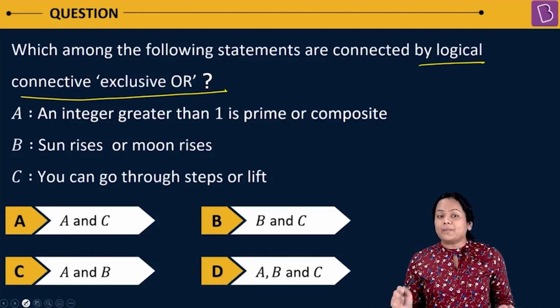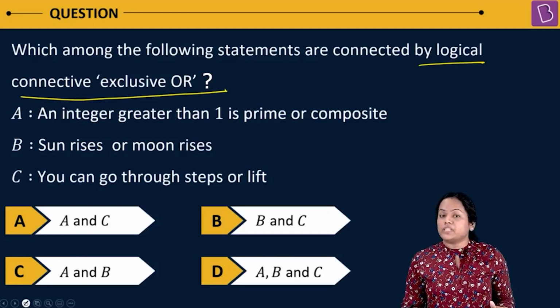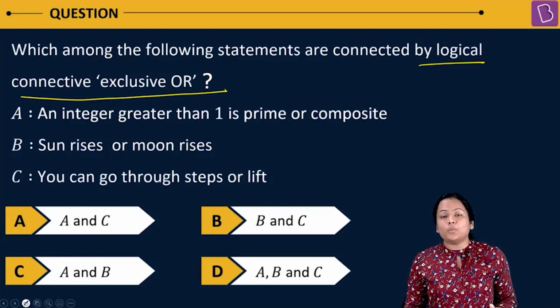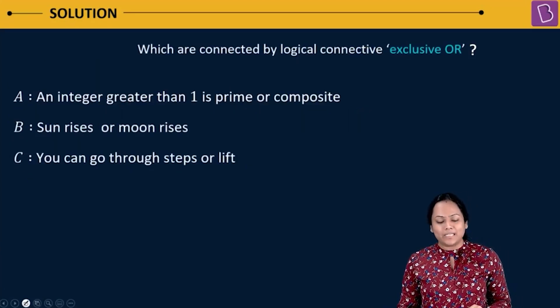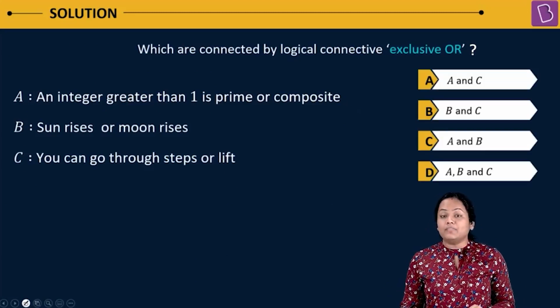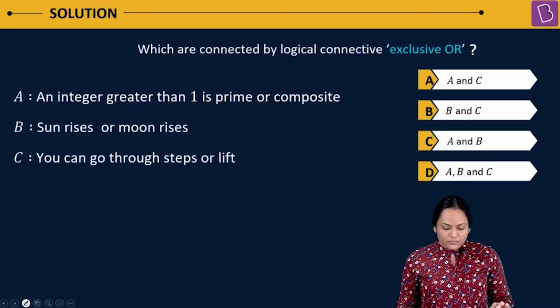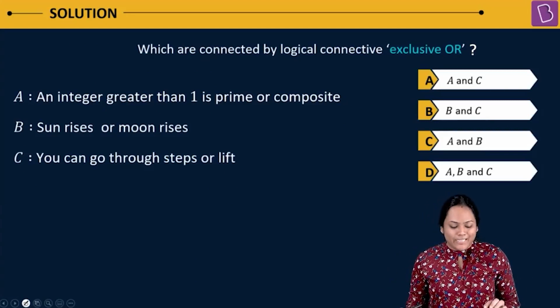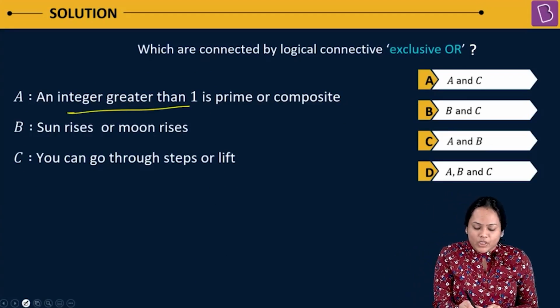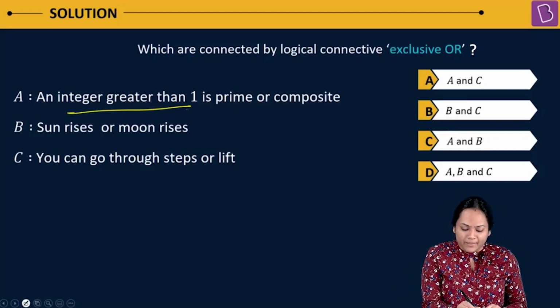So I have A, B and C, and I have to obviously match with the right options. Okay, so let's start with the solution part. These are the options available to me. So if I go for my option or let's say my statement A, it's saying that integer greater than 1 is prime.